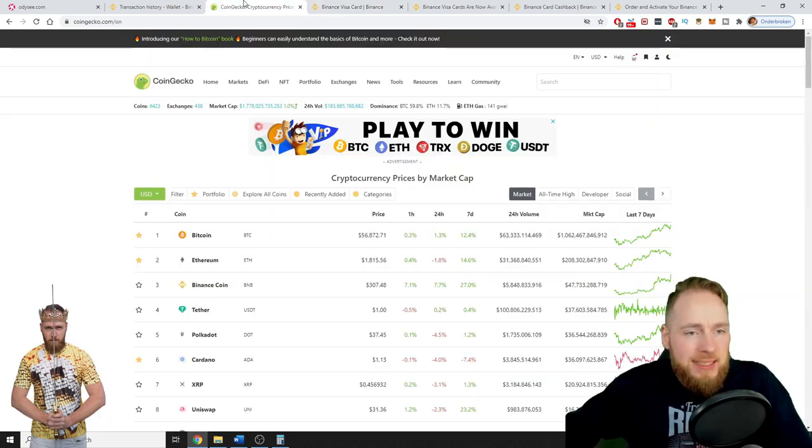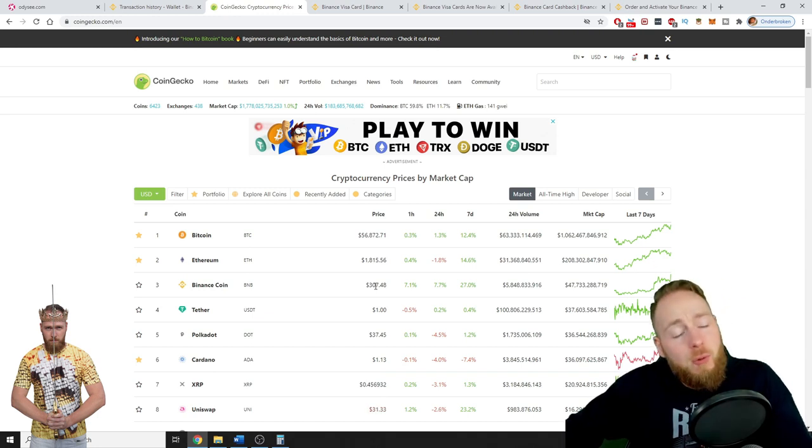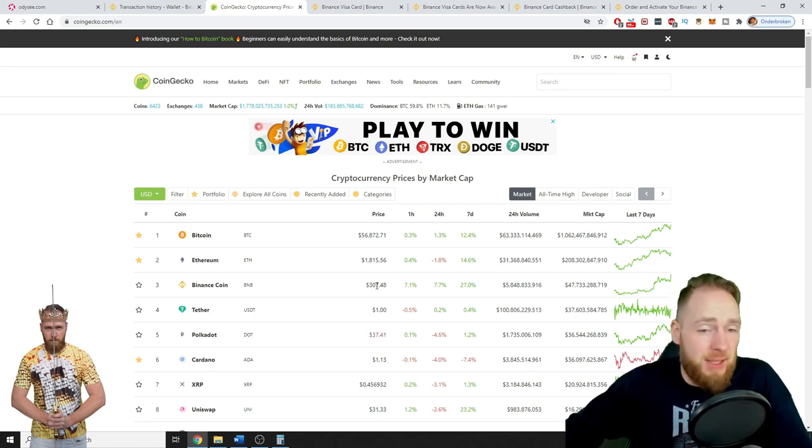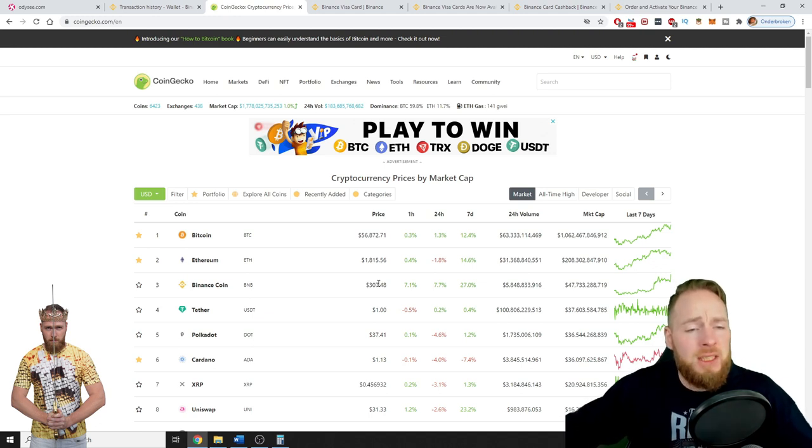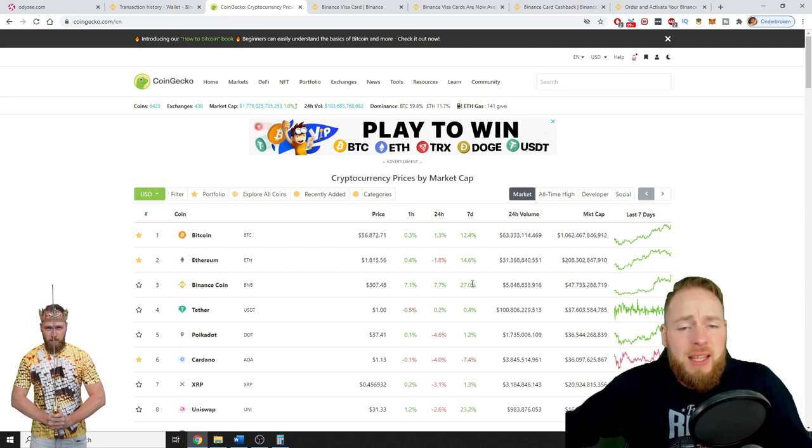How crazy is this? Binance coin is ranked third by market cap. It's at $307. I know people who have been using this card for a while now and they have accumulated so much BNB that they have made so much money. Current price $307. In 7 days, it went up 27%, even more than Bitcoin, more than Ethereum. It's at the top here.